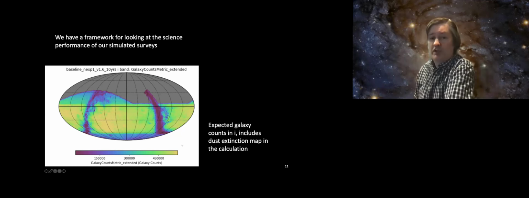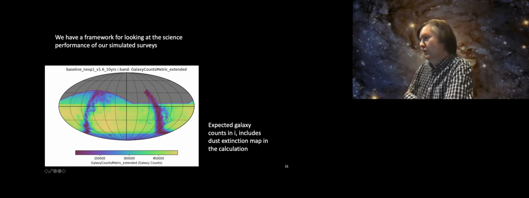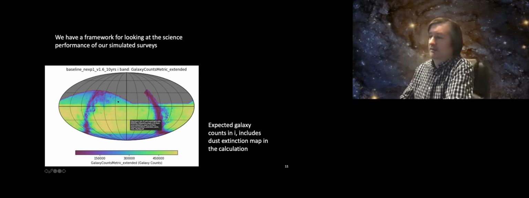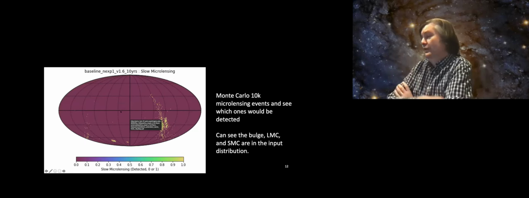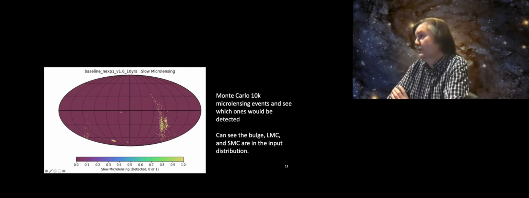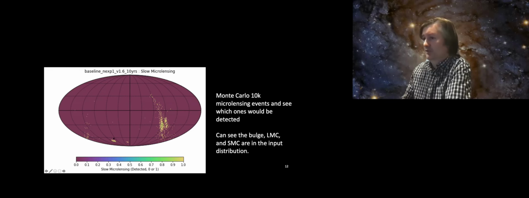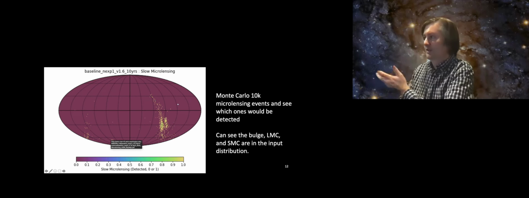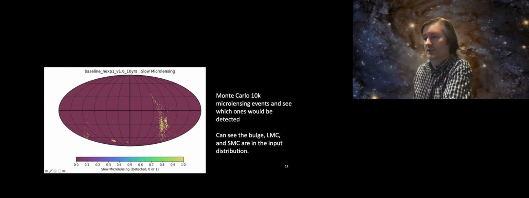We have a large framework that we've put together for analyzing the output of these simulations. And so, for example, here we can look at how many galaxies we expect to see across the sky. This is incorporating dust, so dusty regions, we don't find a lot of galaxies, and so on. We also run a series of Monte Carlo simulations. And so here we simulate 10,000 microlensing events and see what fraction of the microlensing events we would recover given our survey parameters. And so you can see, the bulge, the LMC, and the SMC jump out here. And so as we change the coverage of those regions of the sky, we can say how much better or worse we're doing for different science cases.